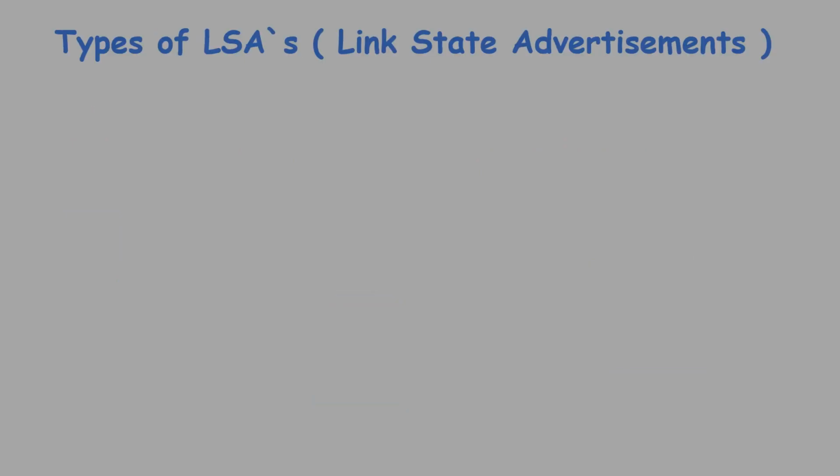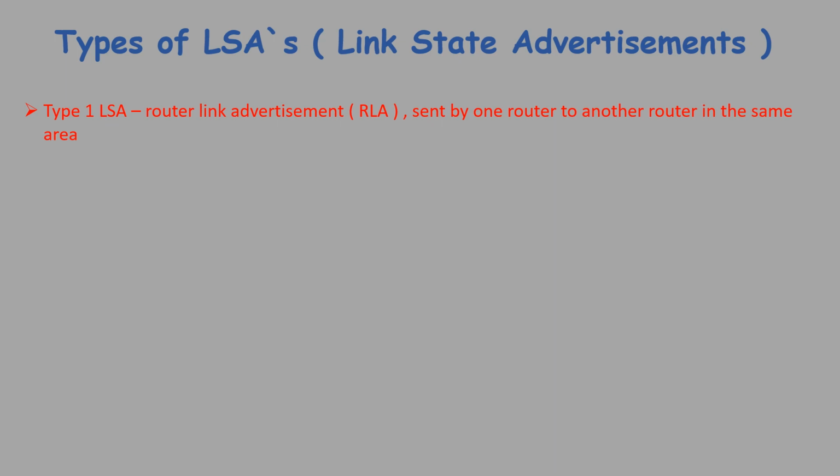Types of LSA. There are several different LSA types in OSPF. Type 1 LSA, also known as Router Link Advertisement or RLA. A Type 1 LSA is sent by every router to other routers in its area. It contains the router ID, interfaces, IP information, and current interface state. Type 1 LSAs are flooded only across their own area.